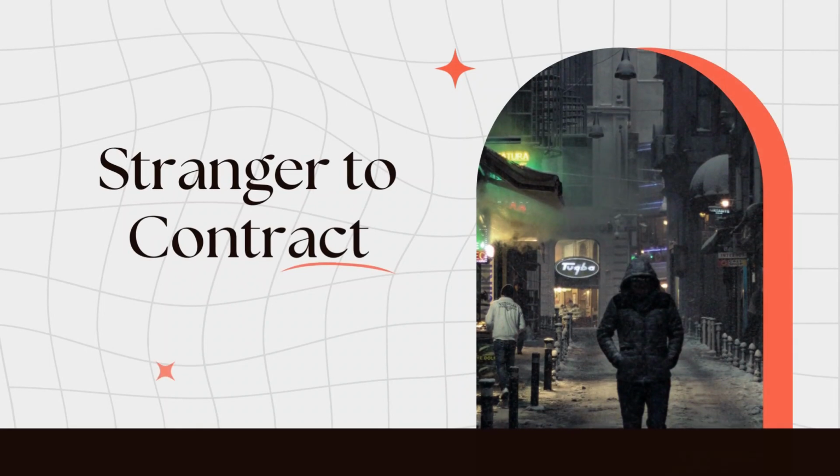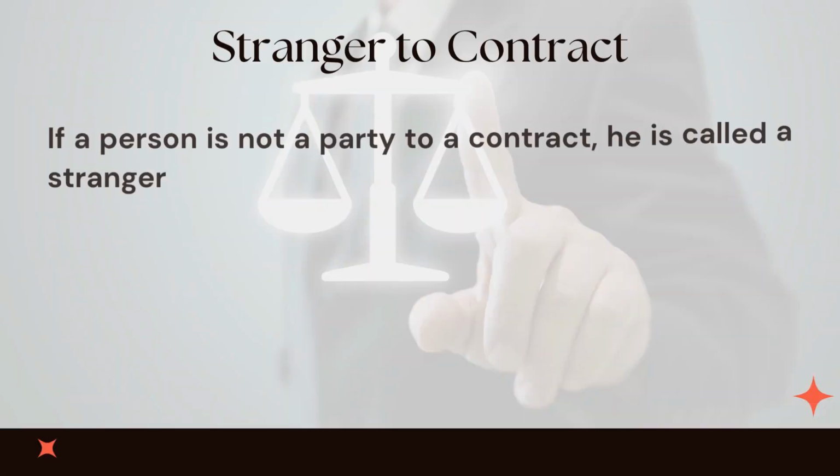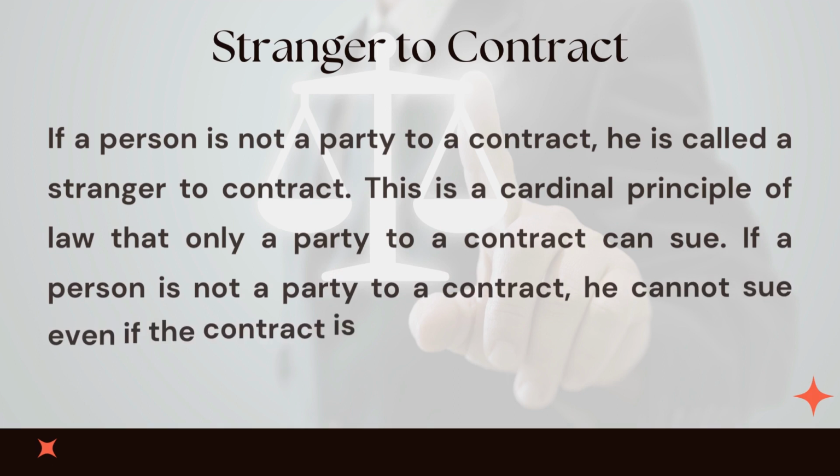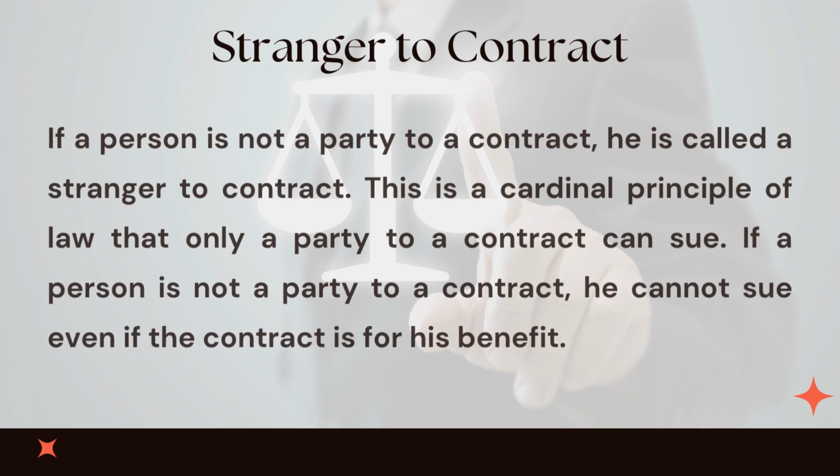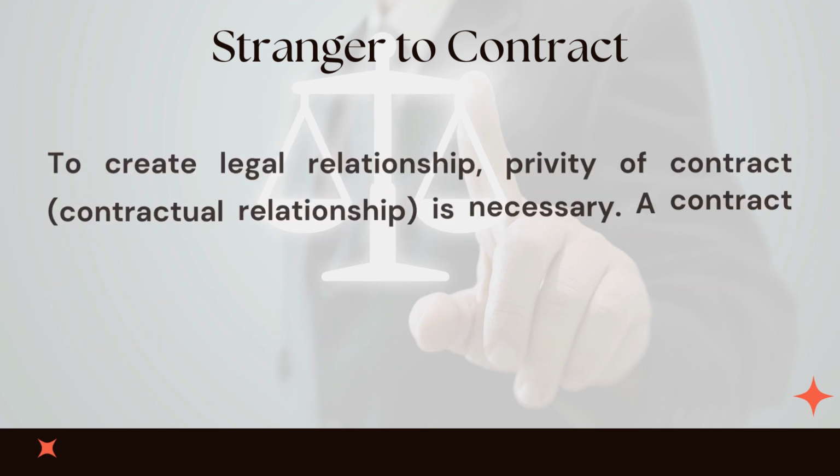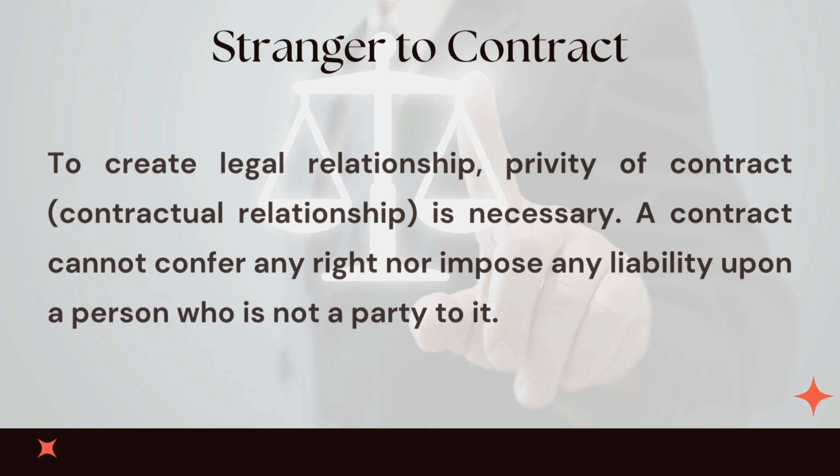Next is stranger to a contract. A person who is not a party to the contract is known as a stranger to the contract. There is a cardinal principle of law that only a party to a contract can sue. But if a person is not a party to the contract, he cannot sue even if the contract is for his benefit. So, to create a legal relationship, privity of contract, that is contractual relationship, is mandatory.